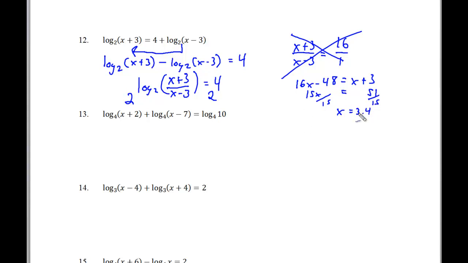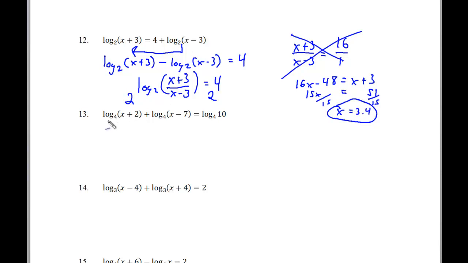Now the 3.4 is positive, so if I plug in the 3.4 into the first or second parenthesis here, I will get a positive number. And that means that this will check out and doesn't violate my domain rules. My domain of this problem has to be positive. So when I put my 3.4 into this expression, this is a positive 0.4, so it checks out.